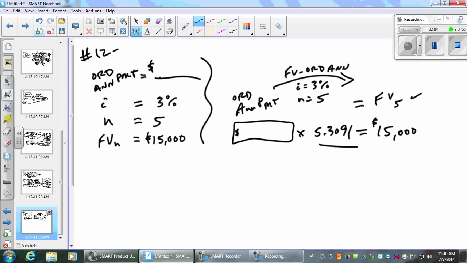So how would I get back to the payment? Some number times that number is that number. Anybody got an idea? Or just divide it. Take the 5.3091 and divide it into 15,000. What do you get? 2,825. Okay. Now how much will you actually deposit? 5 times 2,825. How much is that? That's 5 payments, right? How much are you going to deposit?